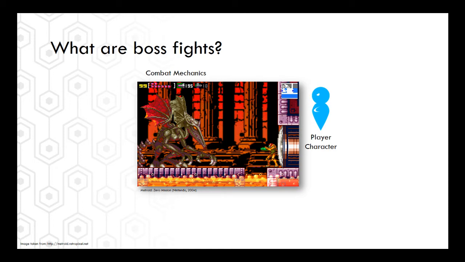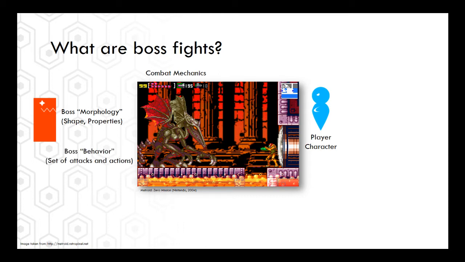Facing the player is some kind of entity. In this case, it's a space pirate boss called Ridley. Ridley's components are first its morphology. So what physical properties does the boss have? What space does it take up? How fast does it move? How much damage does it do? And there's also a set of behaviors or actions that the boss can take, that it's allowed to use, and it uses to interact with the player.